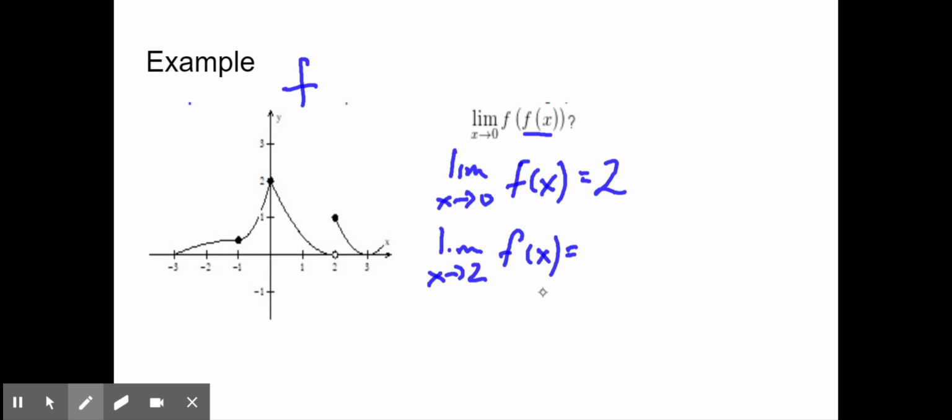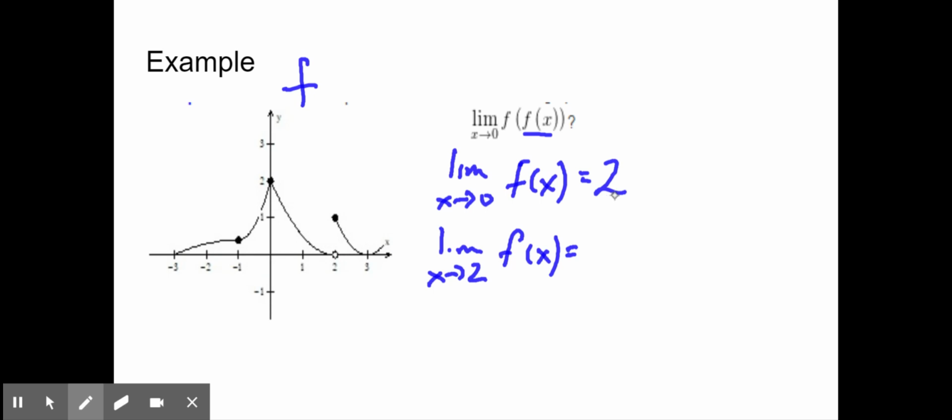So the first thing I'm sure that you would think is, well, this limit doesn't exist. I'm going to write DNE. But that is actually wrong. That is not the correct answer, and there is a reason for it. So let's look a little bit closer at that first limit that we calculated. The limit as x goes to 0 of f of x came out to be 2.